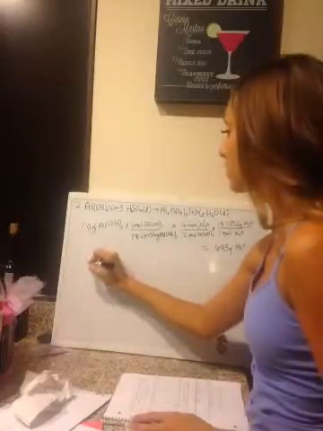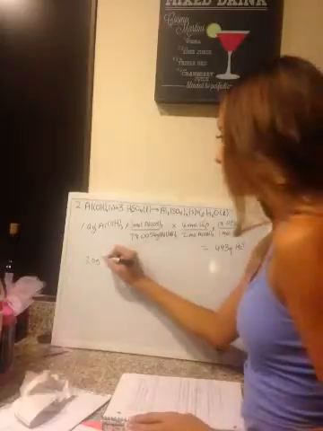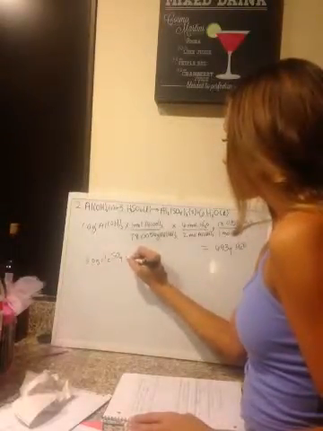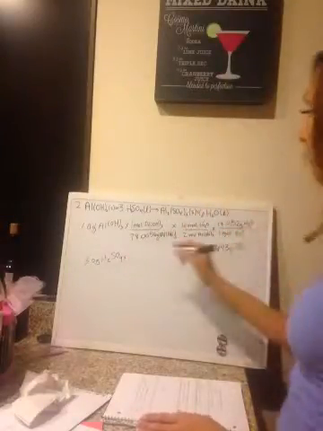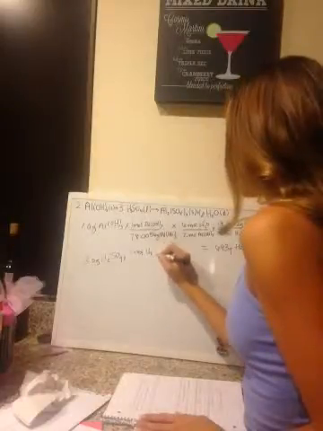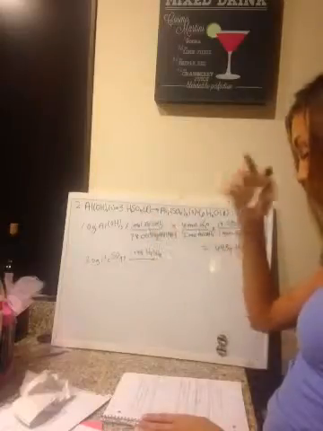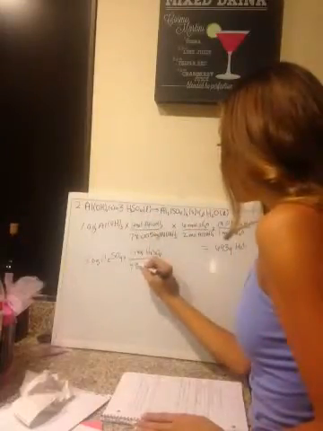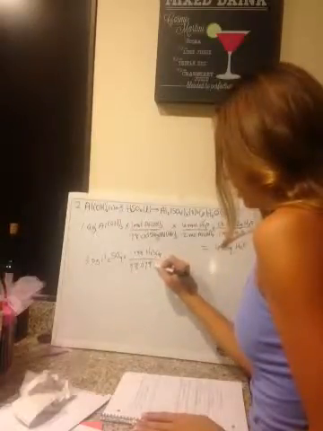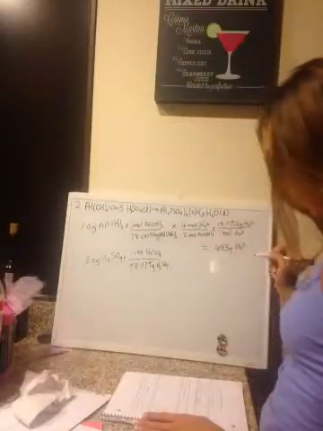It says there's 3 grams of sulfuric acid, and we're multiplying this by 1 mole of sulfuric acid all over the mass of the sulfuric acid, which comes out to be 98.079 grams of sulfuric acid.